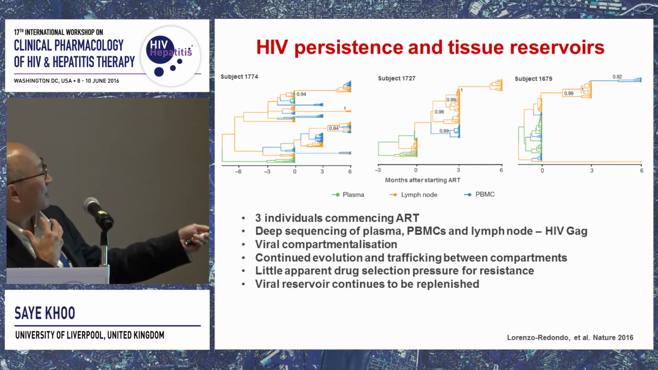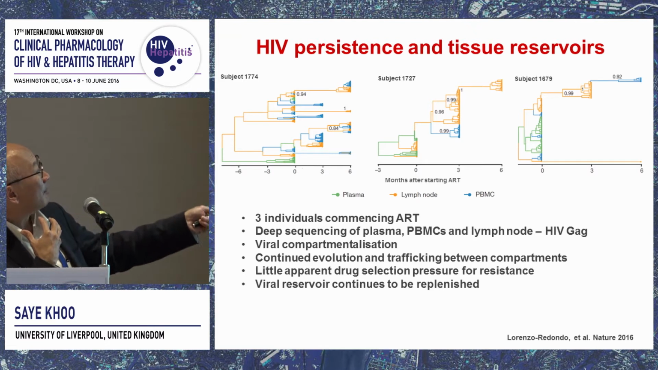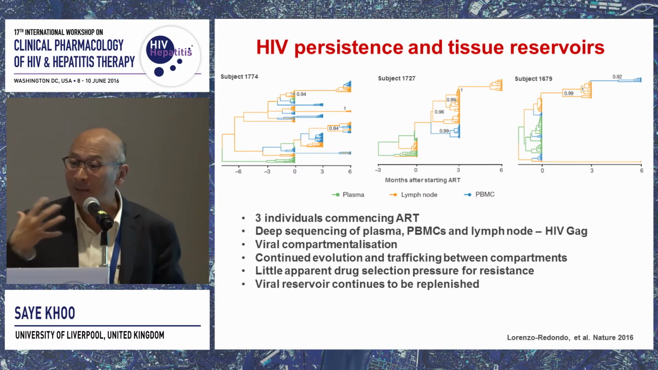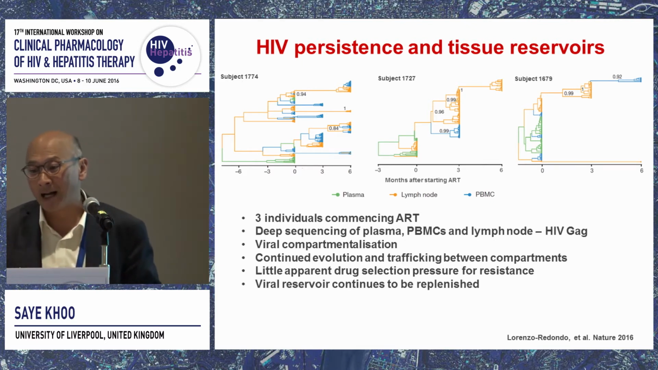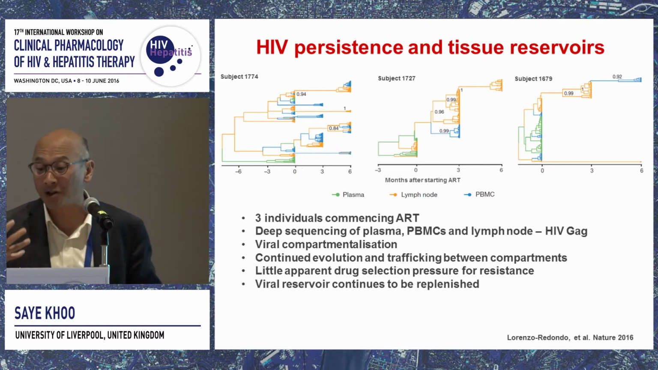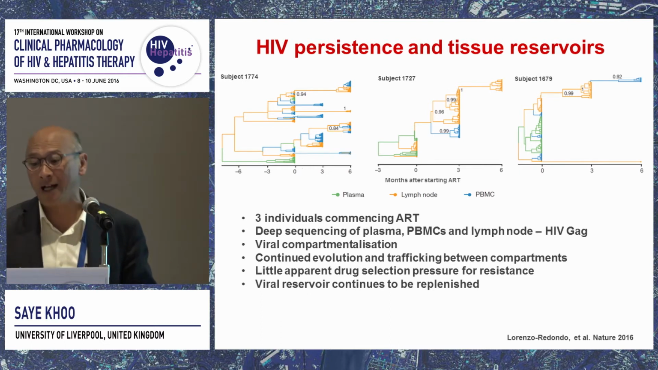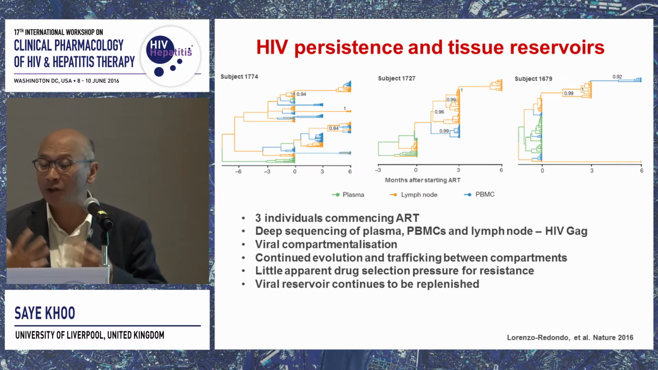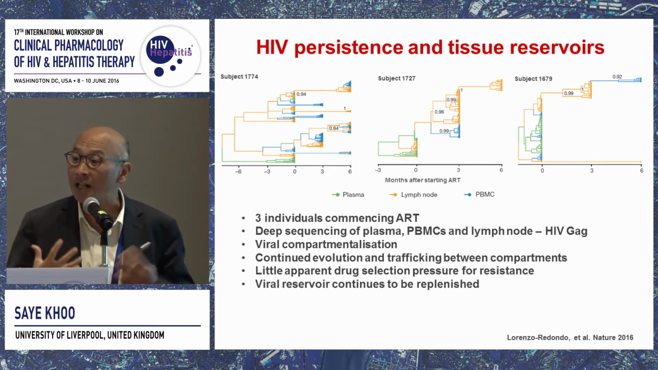So you've got plasma in green, lymph node, and PBMCs. And you can see PBMCs seem to traffic in and out of these tissue compartments and carry with them some evidence of virus, some viral footprint, if you like, but that there's continued evolution with little apparent selection pressure for resistance.